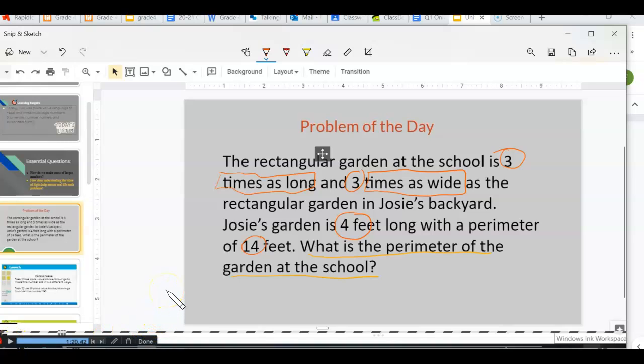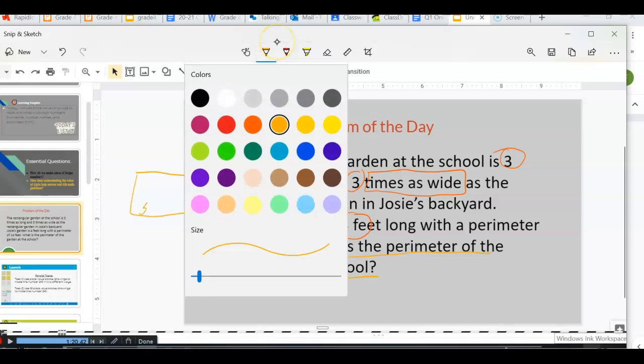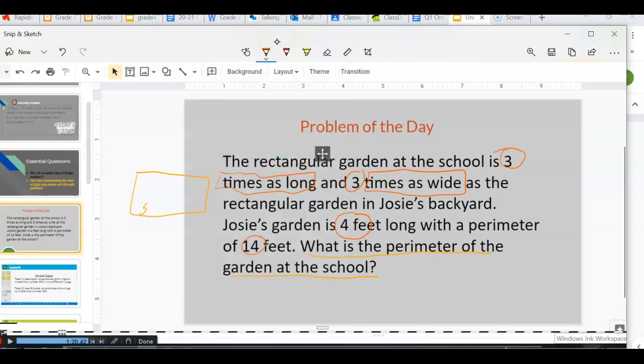backyard. Okay, so let's go ahead and draw a couple of these. So let's just say that this is, and I'm going to label them, the garden at the school. So I'm just going to put S for school for that one. And I'm going to do another garden down here. And I'm going to say that this is Josie's garden in her backyard. I'm just going to put a J right there for Josie.